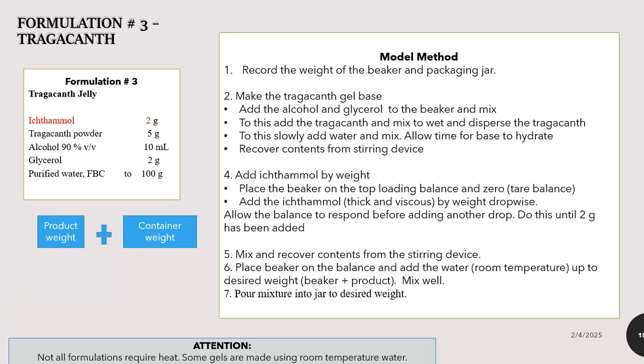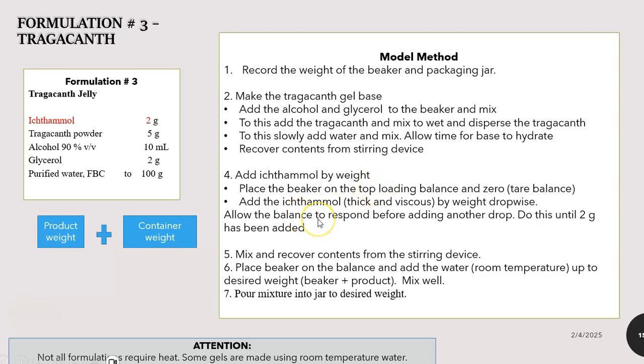So it's your choice if you want to weigh the 2 gram of ichthymol in a glass beaker and then make the tragacanth jelly in a separate beaker and transfer it onto the ichthymol, recover as much as possible and then add up to weight. That's your choice. Or you can make the tragacanth base in a beaker and then add the ichthymol to it drop wise by weight. To me, it's a matter of the technique that gives you less error, right? Your textbook just simply said add ichthymol. It doesn't tell you how. And so that's the technique I'm sharing in this video.